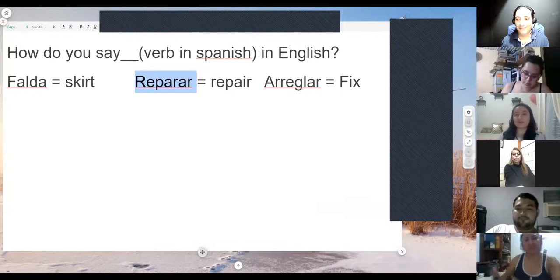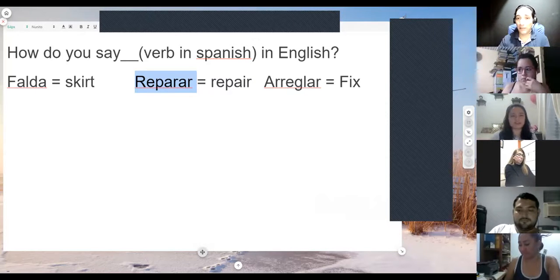Para reparar algo, ocupas una parte. Ocupas una parte, la conectas y la reemplazas. La parte, asunto solucionado para siempre. Arreglar. To fix. Es algo momentáneo.